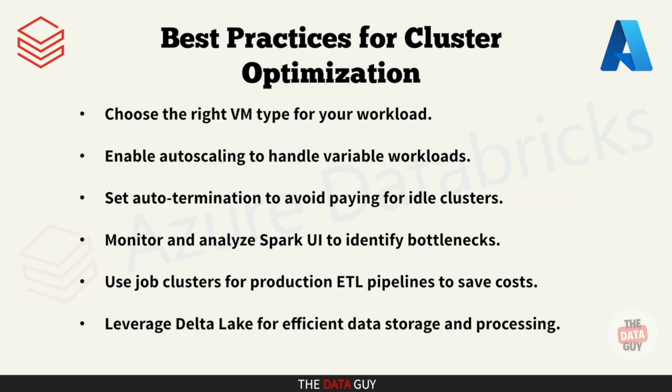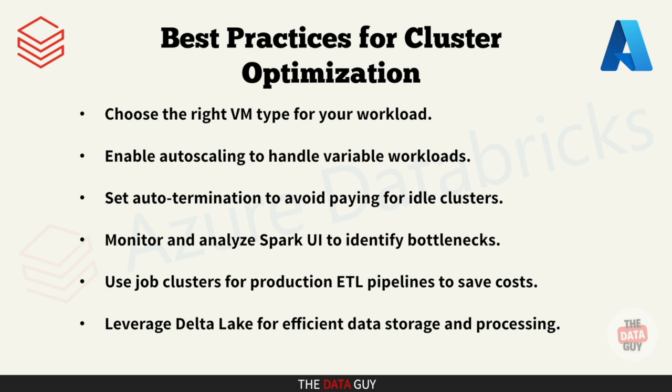Now, there are some best practices for cluster optimization. Choose the right VM type for your workload. Enable autoscaling to handle variable workloads. Set auto termination to avoid paying for idle clusters. Monitor and analyze the Spark UI to identify bottlenecks. Use job clusters for production ETL pipelines to save cost. Leverage Delta Lake for efficient data storage and processing.